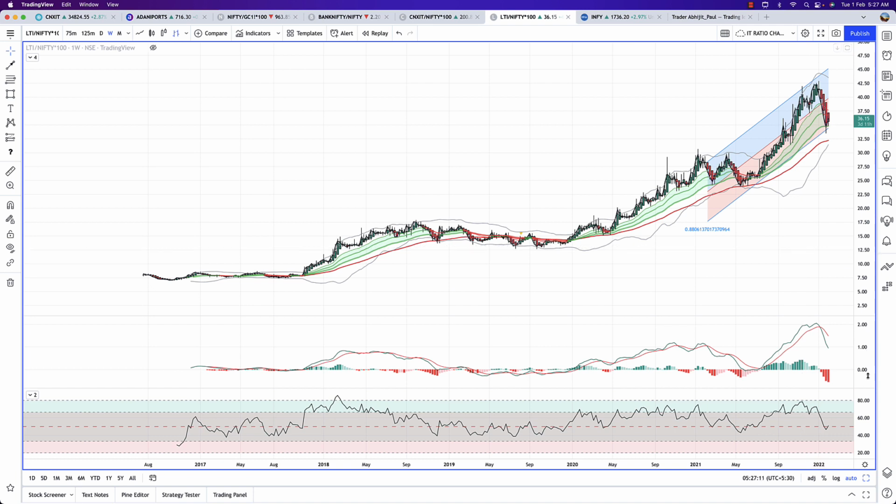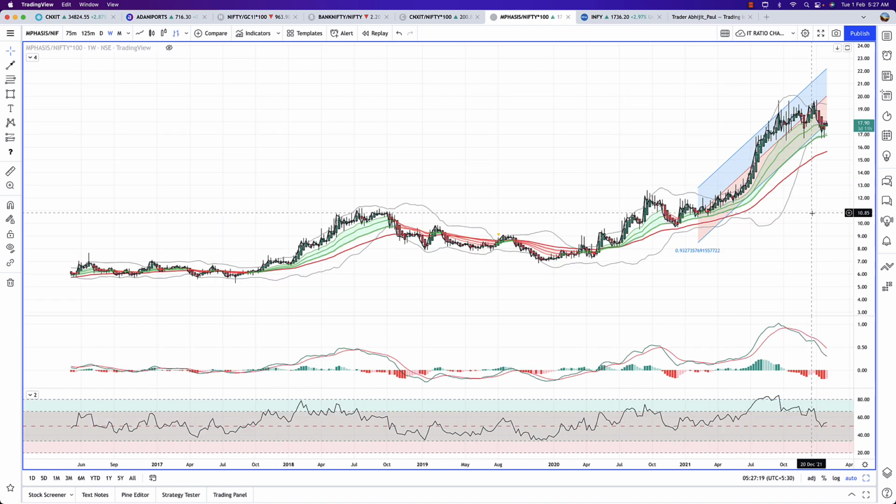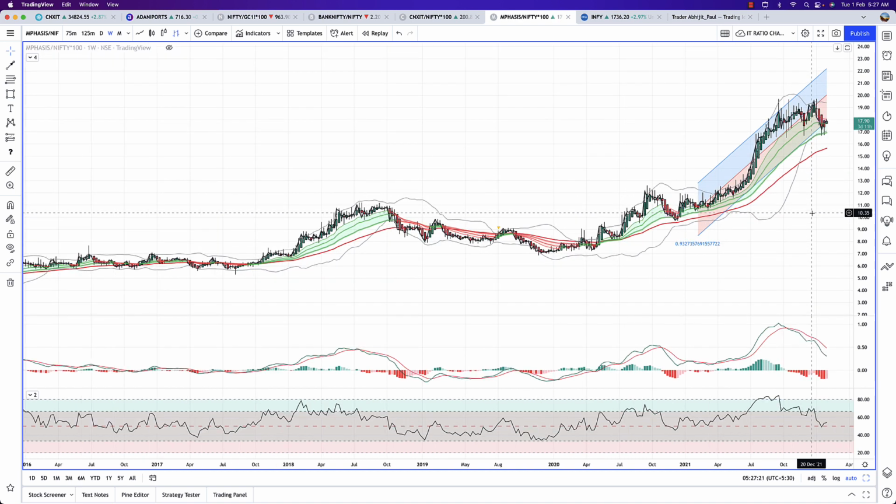We have a divergence on the RSI, but nothing on the MACD per se. So this guy can continue to pick itself further up. So LTI looks as good as Mindtree. Then we have Infosys. Now Infosys is slightly slowing down, but still as good as, I would say, Mindtree and LTI. There's no divergence on the MACD.